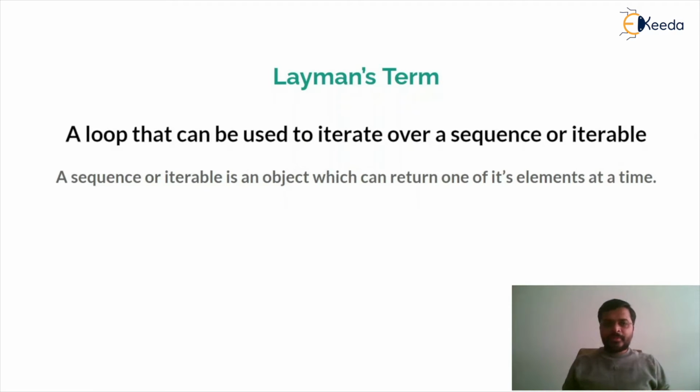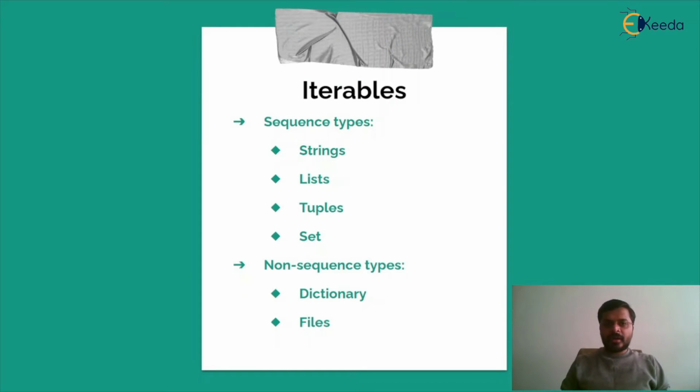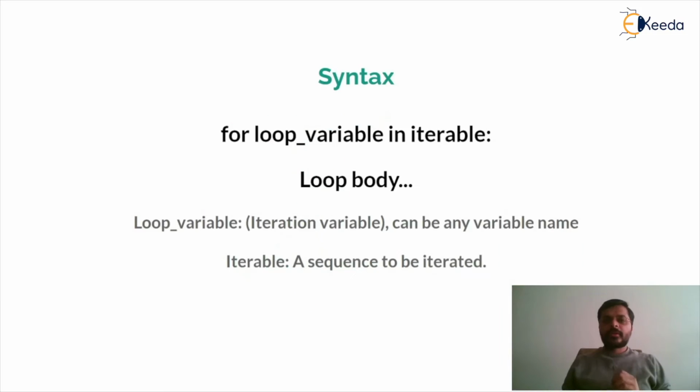So the examples of iterables are sequence types like strings, lists, tuples, and sets. It can also be non-sequence types like dictionaries and files. We will be looking into each one of those as an example. Before we move on to the examples, let's see the syntax of the for loop.